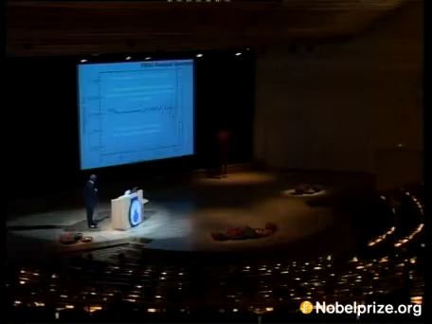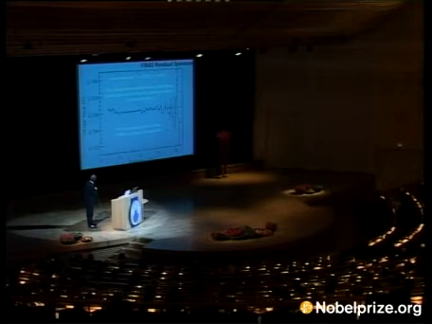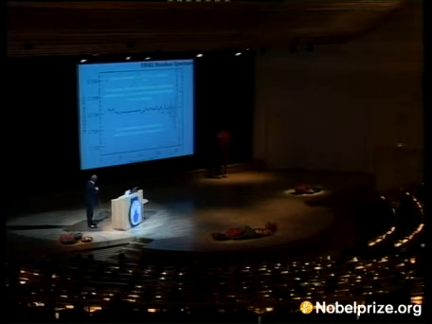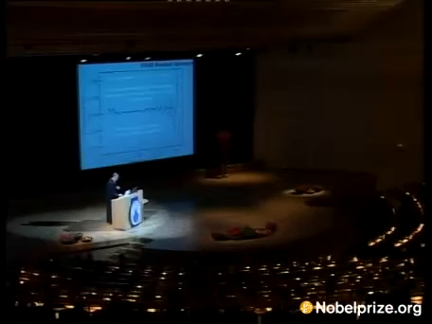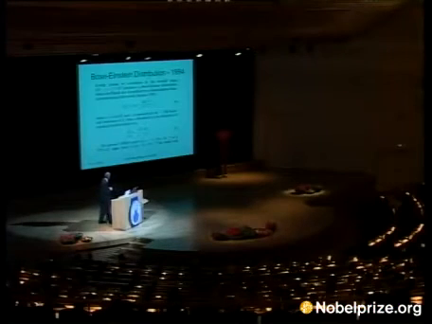So here is a plot in terms of temperature units. Our final estimate, our best and final answer, is 2.725 degrees Kelvin, plus or minus only a thousandth of a degree Kelvin. So this is one of the most precise temperature measurements that exists, and is traceable to the Bureau of Standards, of course. Right now we call it NIST. Anyway, the deviations from the black body form are extremely small, less than 50 parts per million of the peak intensity. Now, if we felt that there was a necessity, we now think that new technology could do this even better, but so far we've not been required to do it.